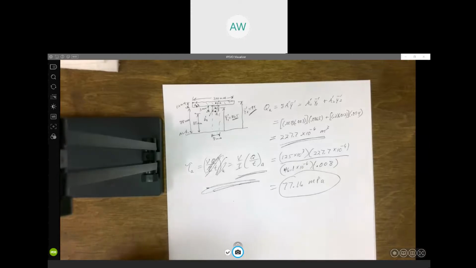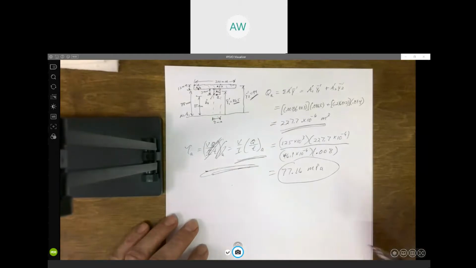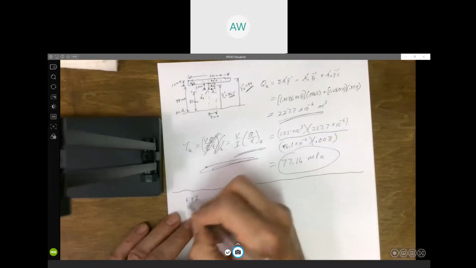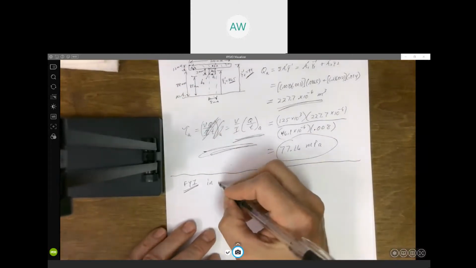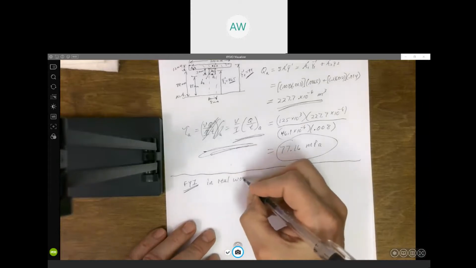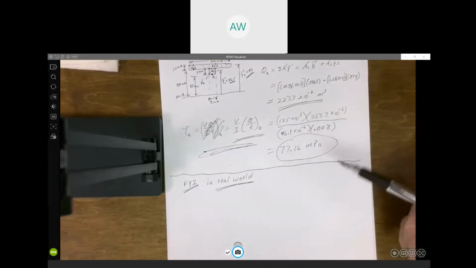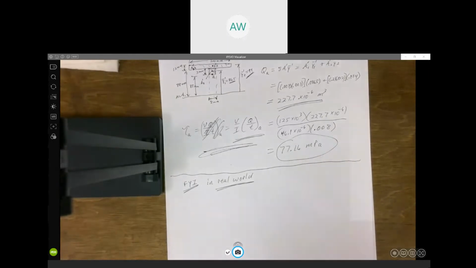All right, so the very last thing I wanted to do today was just point something out. And this is just FYI. I like to throw in what's done in the real world. You see lots of I-beams in the real world. And if you're a structural engineer doing stress analysis, you're going to calculate maximum bending stress and maximum shear stress in a lot of I-beams.